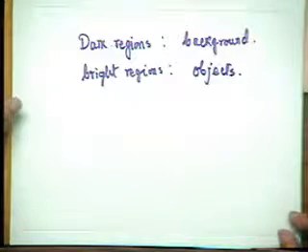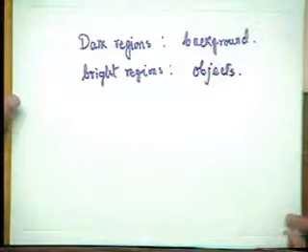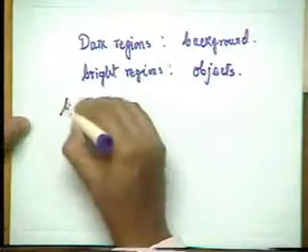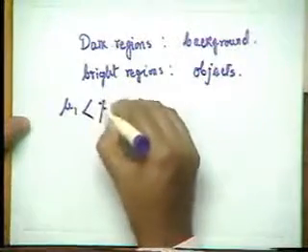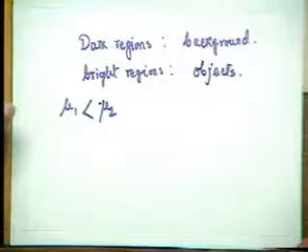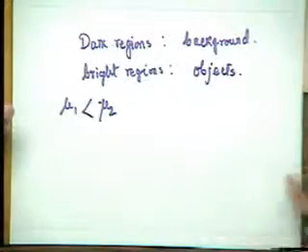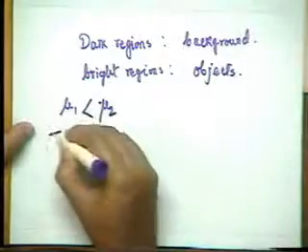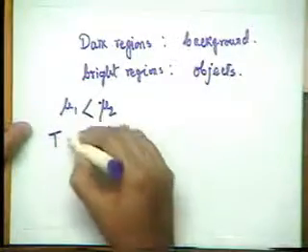So, in this case, what is the inequality that exists between mu1 and mu2? Mu1 is the mean of the dark region and mu2 is the mean of the bright region. So, obviously, mu1 is going to be less than mu2. This inequality must always be satisfied, and we must select a threshold t, okay.